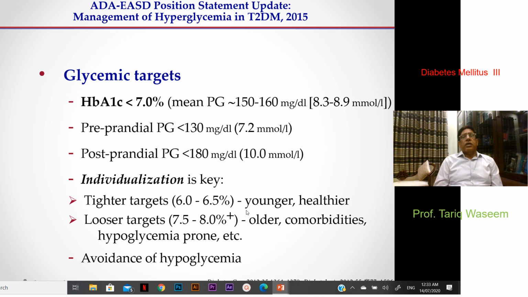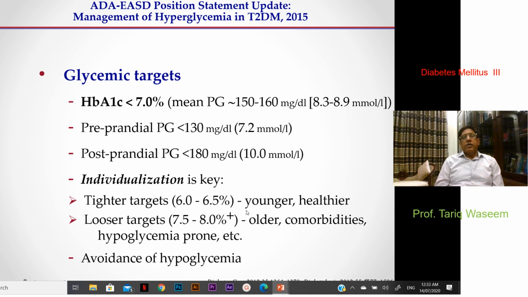Now these are certain goals which we have to set in patients with type 2 diabetes mellitus: an A1C level of less than 7, preferably 6.5, with a mean plasma glucose level of around maximum 150 to 160, which translates into around 8.3 to 8.9 millimole per liter. We have to have a preprandial level of less than 130 and a postprandial level of less than 180.